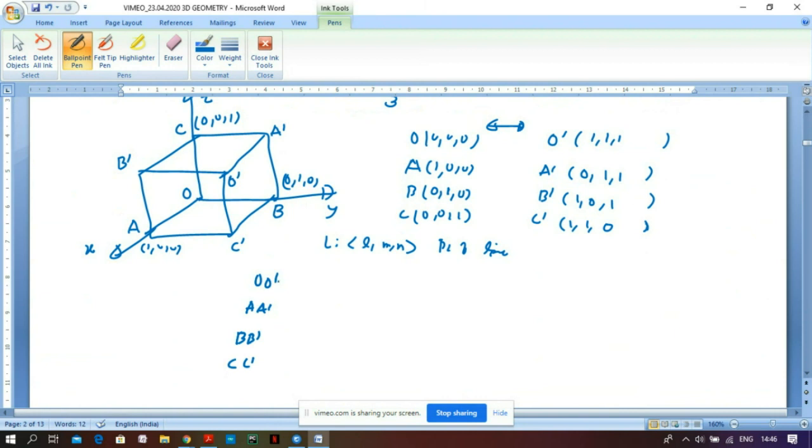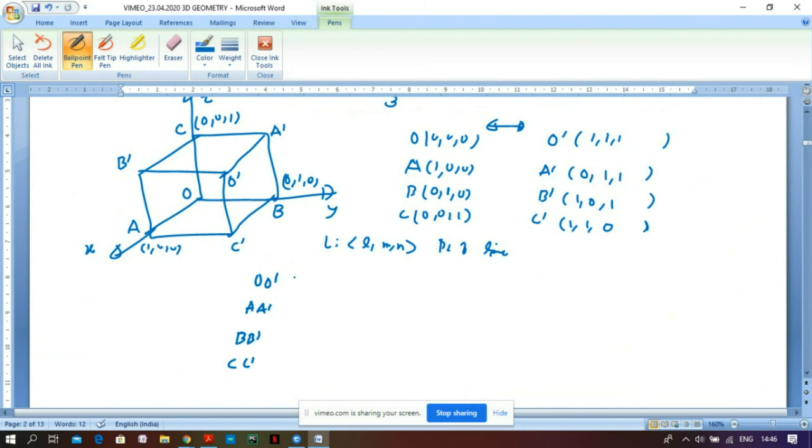Once again, we are reaping the advantage of having written all the vertices in a good manner. Had we written A, B, C, D, E, F, G, H, you would have a tough time finding the opposite vertices, or we'd have, of course, to look at the figure. It's now almost automatic. I know O with O prime, A with A prime, B with B prime, C with C prime. So every 0 changes to 1, and every 1 changes to 0. That's the way to switch from O to O prime and back from O prime to O. And the same holds for the other vertices.